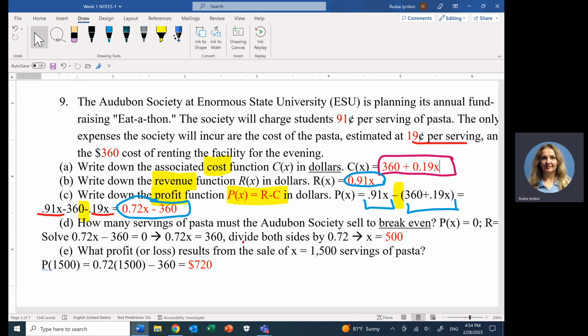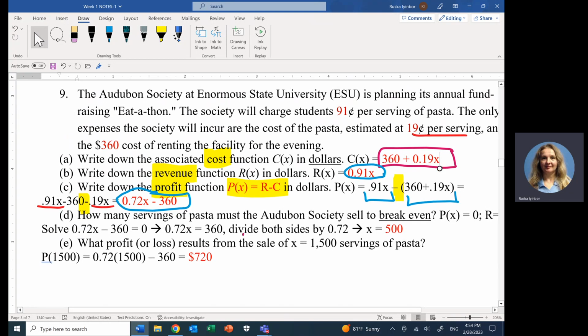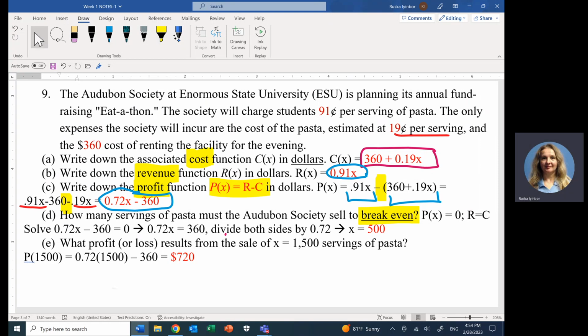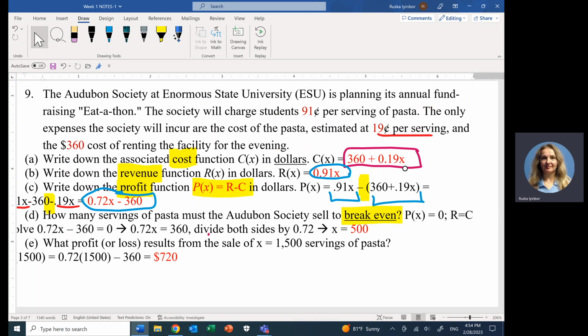The next one is how many servings of pasta they must sell to break even. Break even is a term in business also, which means profit is zero or revenue equals cost. So break even means whatever money you spend for producing something, you get it back. Okay, so you're even. You didn't earn a penny more. Everything is even. So how do you do that? You can solve profit equals zero, or you can solve revenue equals cost. Doesn't matter.